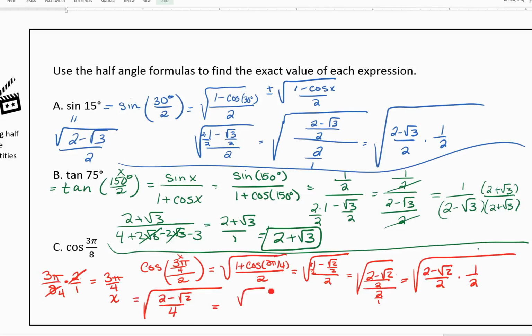We're going to break this into two pieces, the square root of the top over the square root of 4, and the square root of 4 is equal to 2. So again, it's kind of a crazy answer, but the exact value for the cosine of 3 pi over 8 is the square root of 2 minus the square root of 2, all over 2.